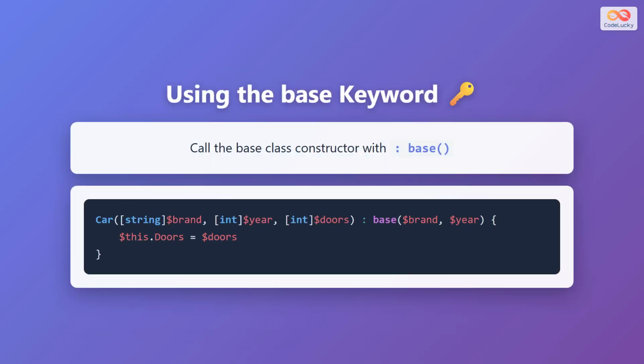The base keyword is crucial when working with inheritance. You use it in the derived class constructor to call the base class constructor. The syntax is colon base followed by parentheses containing the parameters. In our car example, we pass brand and year to base, which invokes the vehicle constructor. This ensures that the inherited properties are properly initialized before we set any additional properties specific to the car class. Without calling base, the parent constructor wouldn't execute.